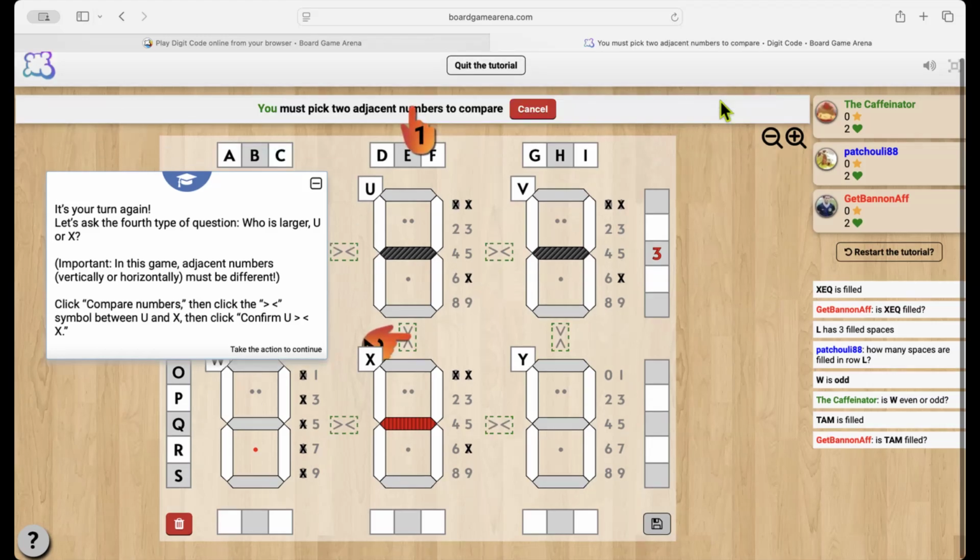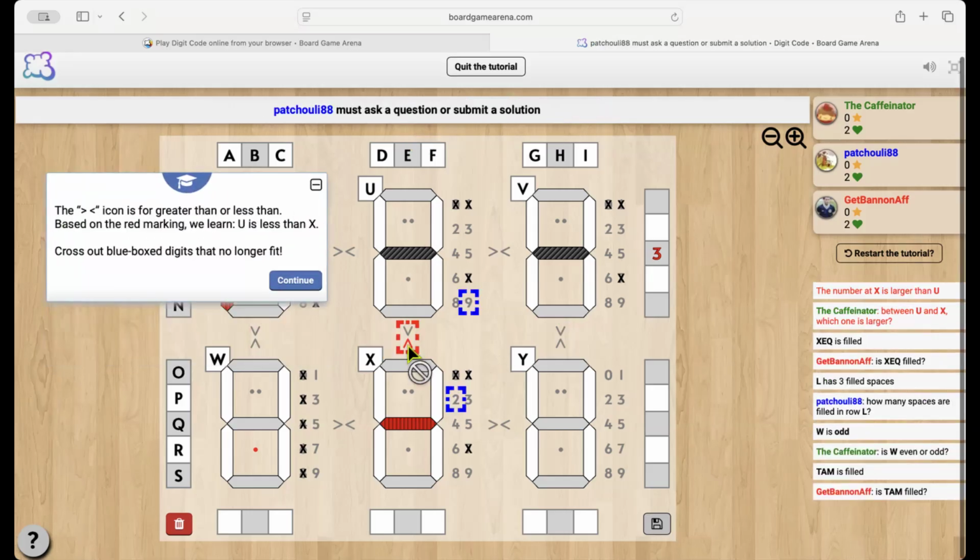Compare numbers, confirm U and X. Okay, so you see this highlighted. So that means X is larger than U. So if X is larger than U, this can't be 9 because this has to be bigger. There's no number bigger than 9 down here. And then this one cannot be 2 because either one can't be 0 or 1. So this one has a possibility of being 2.